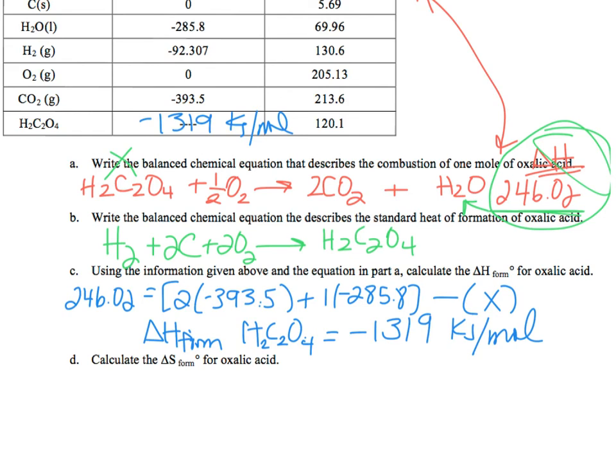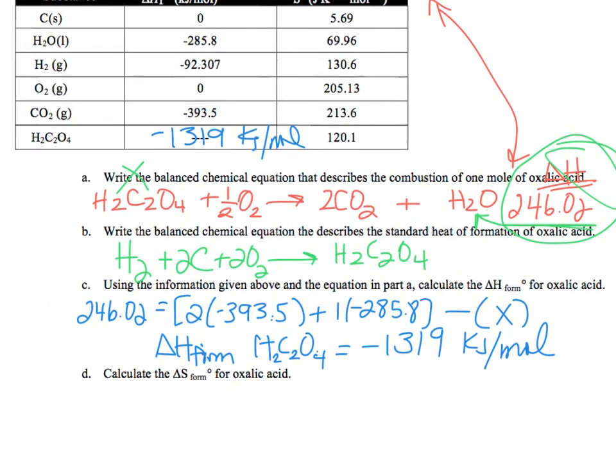And again, you might be asking, well, why don't we use the A equation? Why do we use B? We use B because B is by definition formation. Remember, B is a formation equation. So that's the equation we have to use when we're setting up to solve for our delta S.